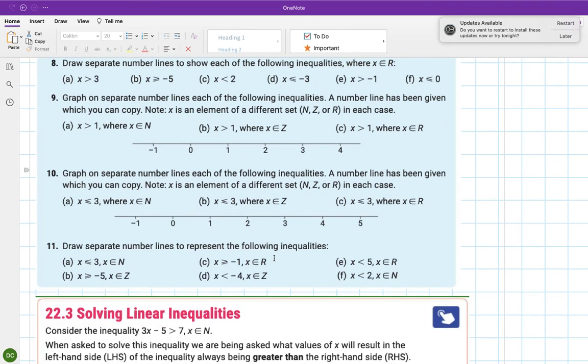Yeah, this is what I want. Okay, so it's this one. Draw separate number lines to represent the following inequalities. So these are different numbers from different sets, and you need to represent them on a number line. Yeah? So that's your homework.